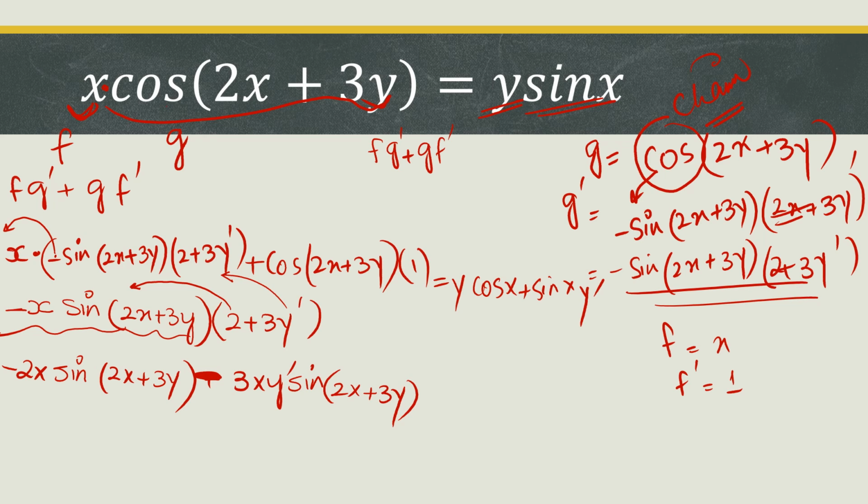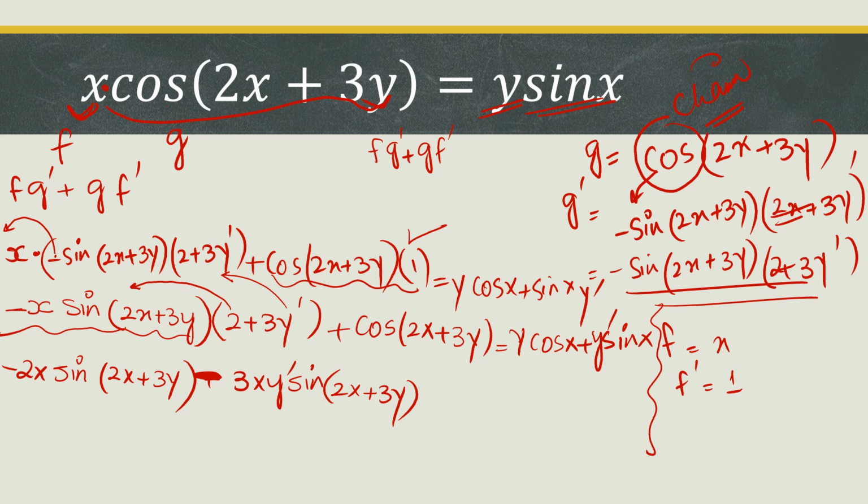Now come to the next term. So next term is multiplying only with the 1. So just remove the 1 because anything multiplied by 1 gives you the same thing. So you will get cos(2x + 3y). Now here you have y cos x plus sin x y prime. So we can write y prime. Now simple, just write it down as it is.